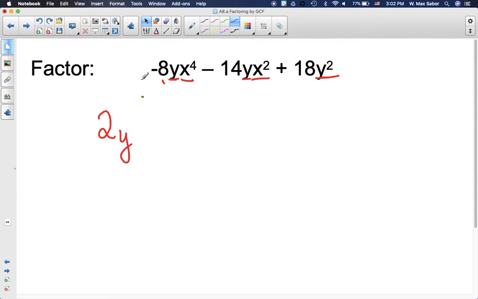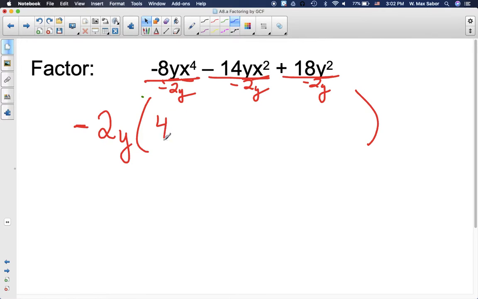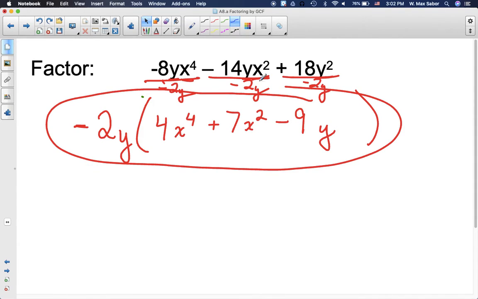I think I'm going to factor out the negative as well. That means that when we end up we'll have a negative over here. That's all allowed. So I'm going to divide them all by negative 2y. So negative 8 divided by negative 2 is 4, y divided by y is 1, x to the fourth. Negative 14 divided by negative 2 is positive 7, y divided by y is 1, x squared stays the same. Positive 18 divided by negative 2 is negative 9, y squared divided by y is y. So that is how we factor by greatest common factor.